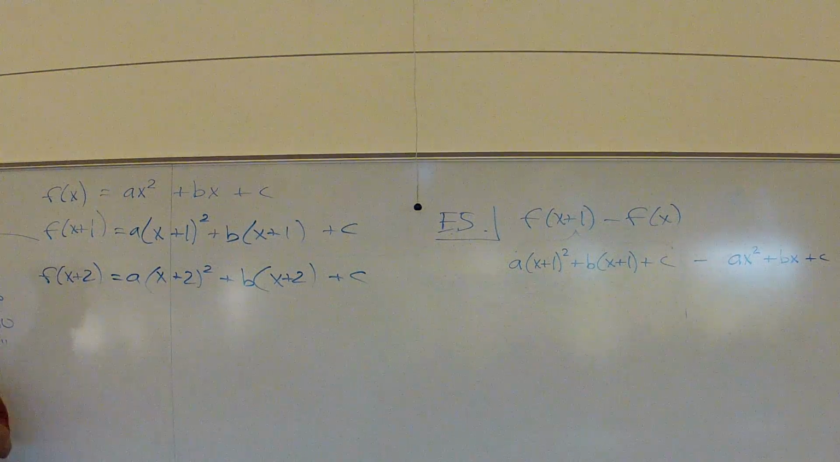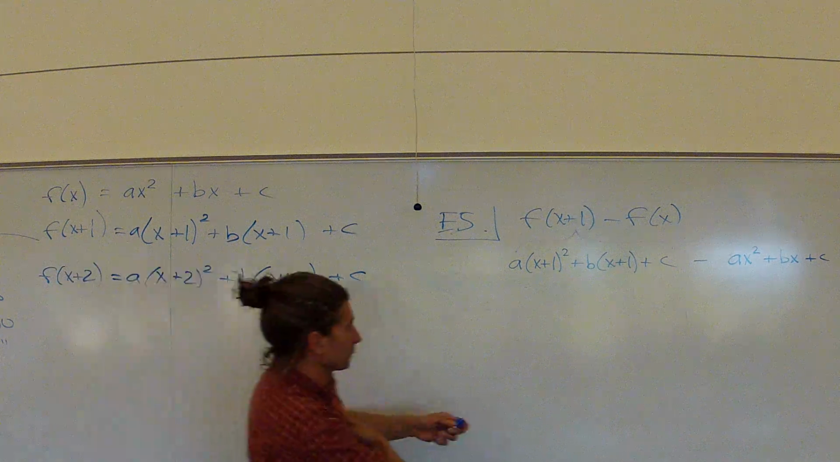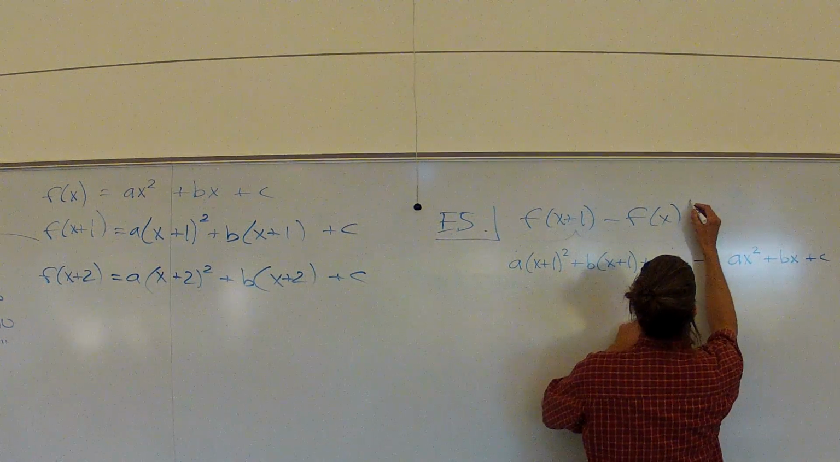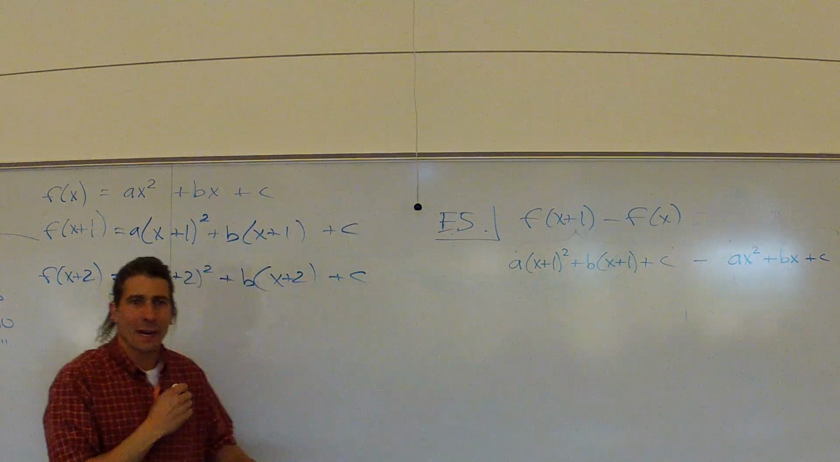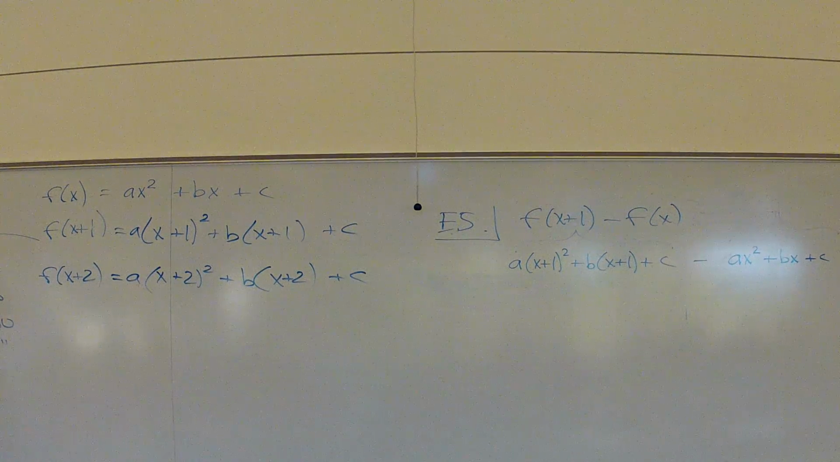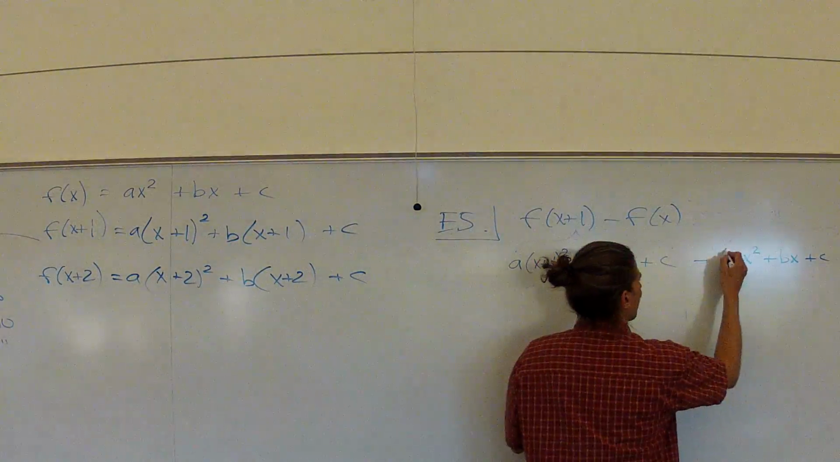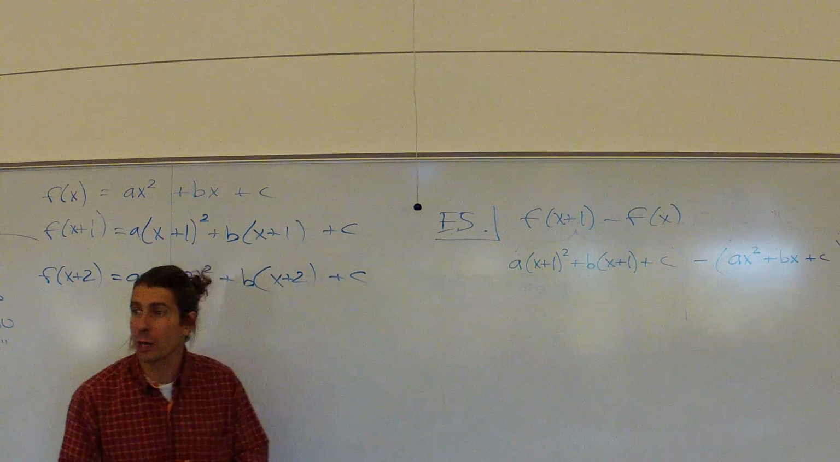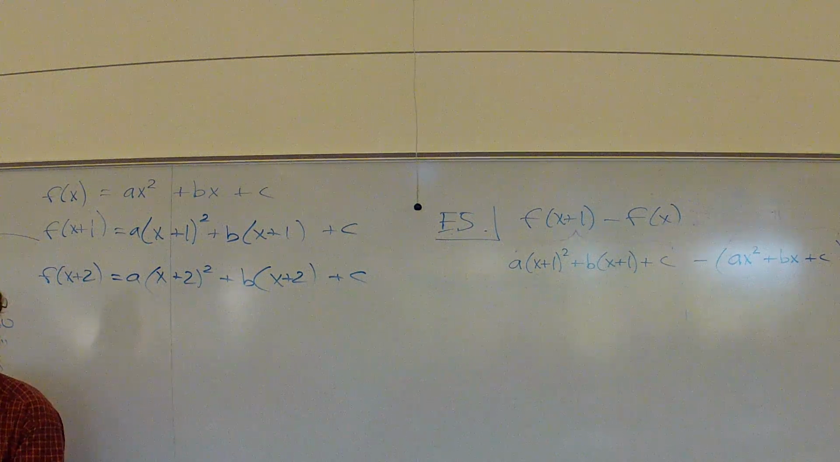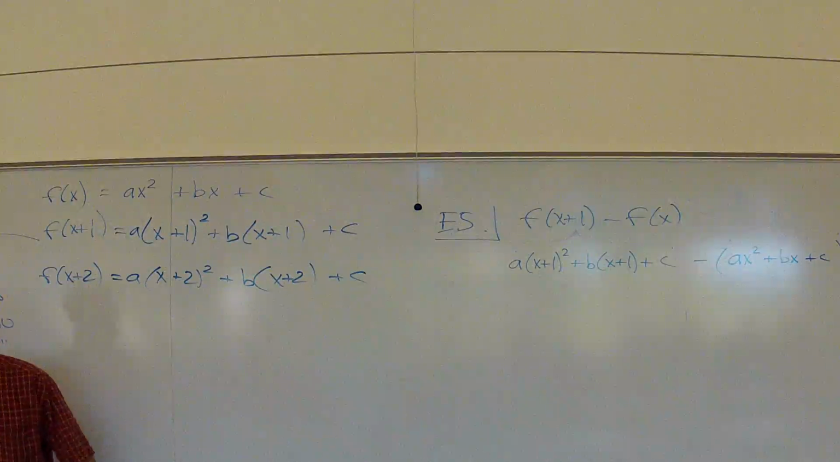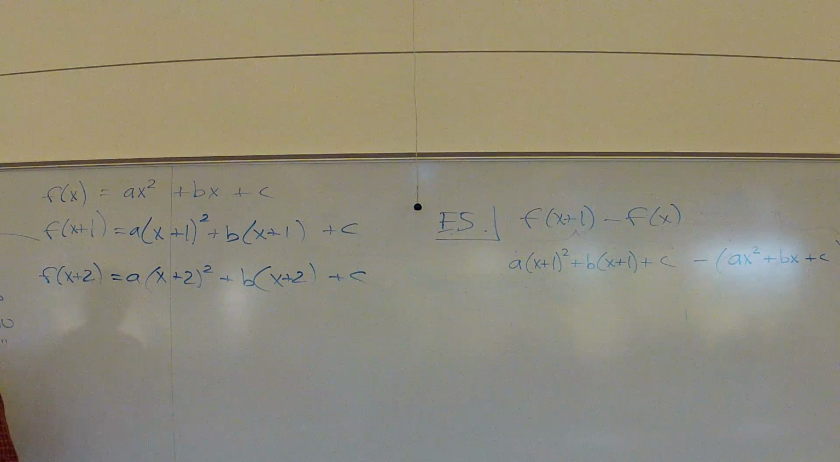I did forget something though. This little bit here is equal to this, but I forgot the grouping symbols. If I'm subtracting f of x, I have to subtract all of it. If I don't put those parentheses, it's only going to subtract the ax squared part. It's going to add the bx and add the c, and we're not going to get the negative bx minus c that we need in the computation.